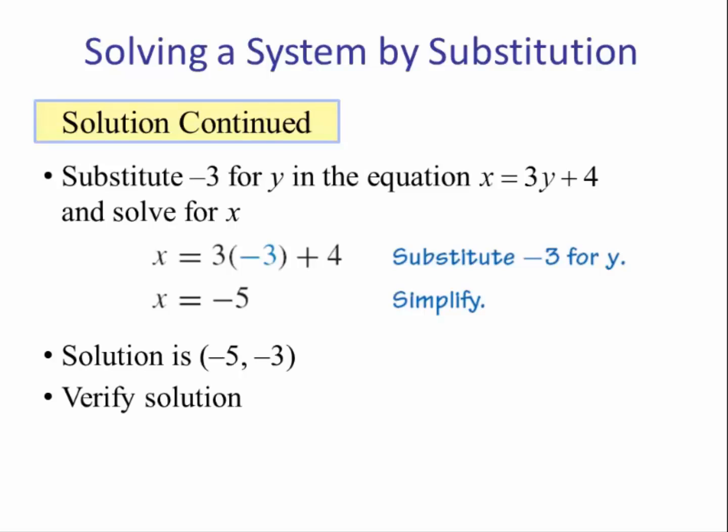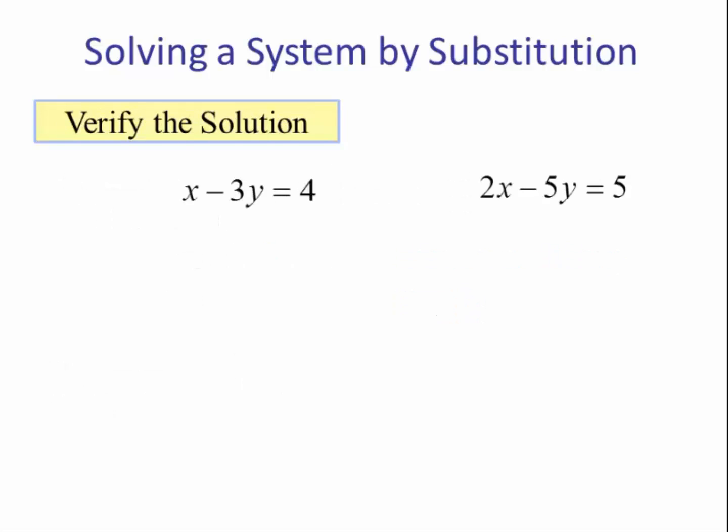To verify the solution, we need to check it in both equations. So x is negative 5, y is negative 3. For the first equation, on the left hand side we have negative 5 minus 3 times negative 3. Hopefully that equals 4. We have to multiply first. This becomes a positive 9. Bring down your negative 5. Negative 5 plus 9 is 4. So the left hand side equals the right hand side.